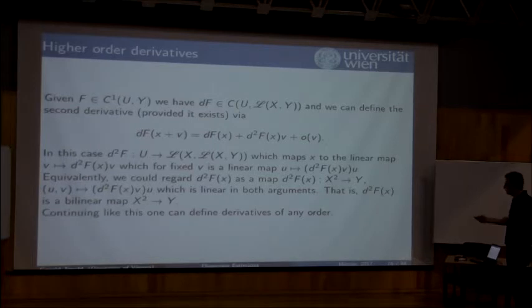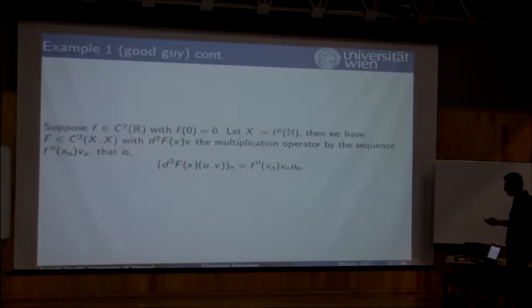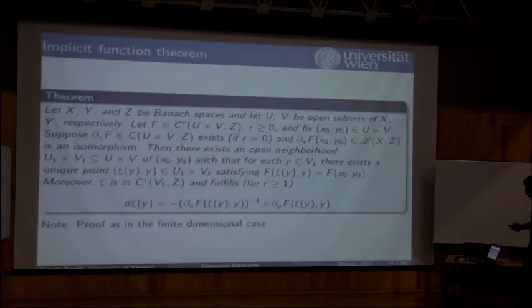And you can go on like this, defining derivatives of arbitrary order. I just revisit my good guy for a second, and you can do it yourself. It's a nice exercise. Compute the second derivative. You will just see, okay, it's this multiplication operator with the second derivative of the function, applied to these two vectors here. So this is the bilinear function you get out of this. So no surprises here, no miracle. Everything works nicely.